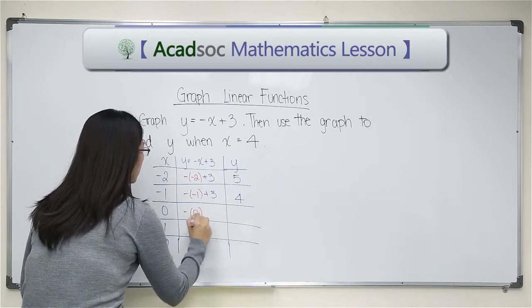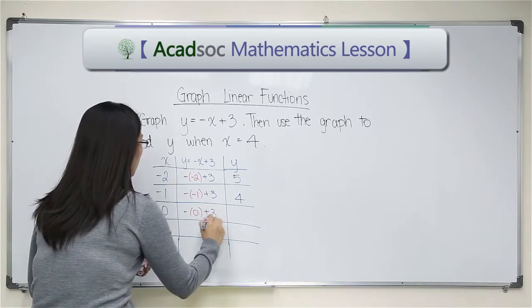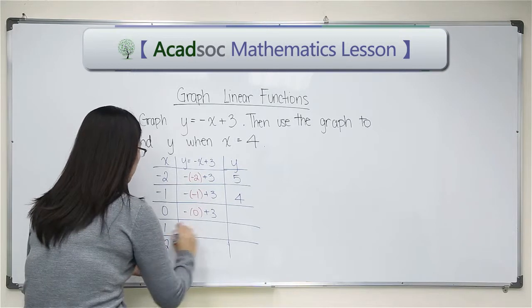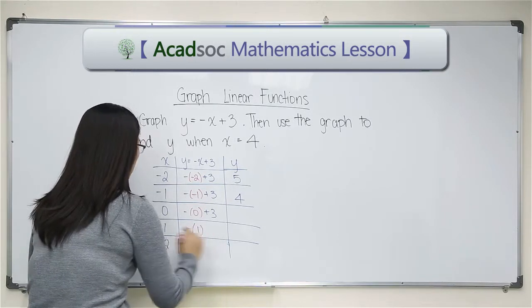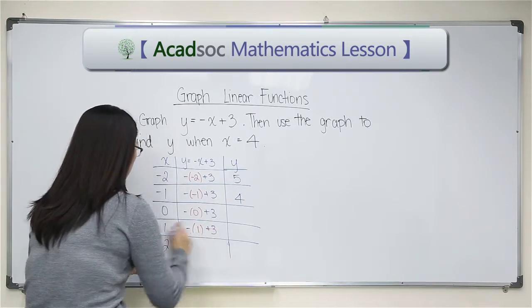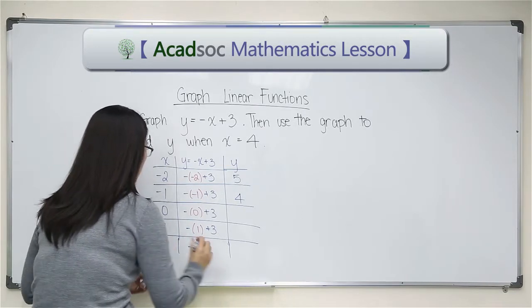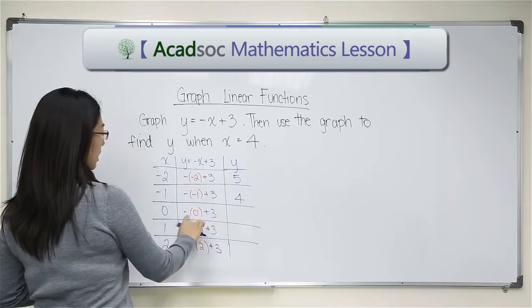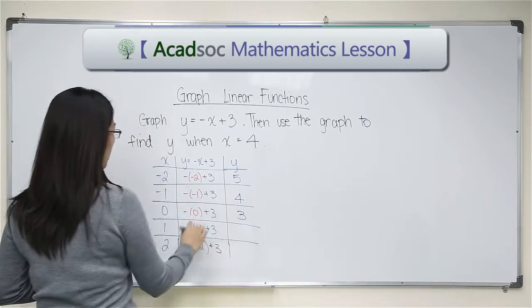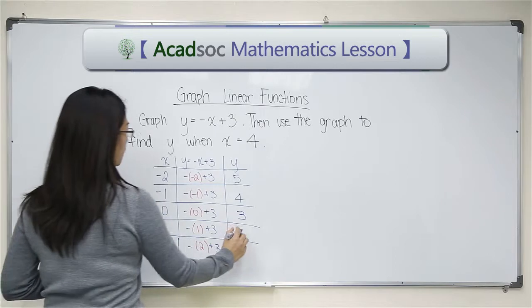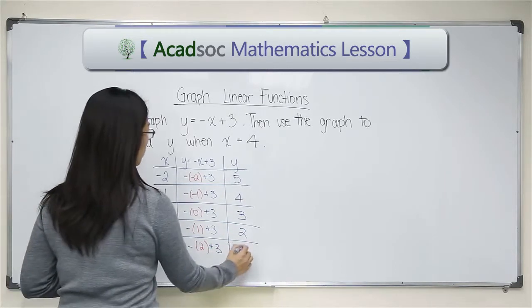And if you choose to, you might want to write all of them first and then calculate, if that's easier for you. Negative 0 means 0 plus 3 is 3. Negative 1 plus 3 is 2. Negative 2 plus 3 is 1.